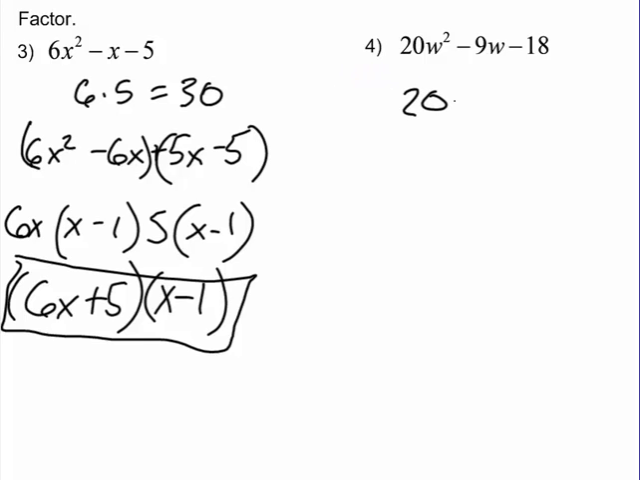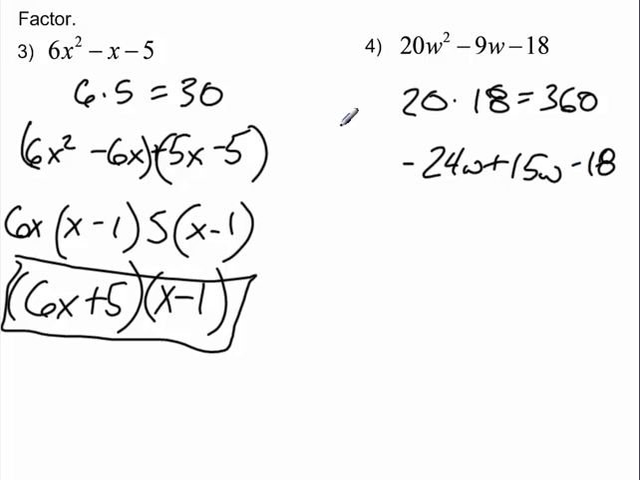So here we go, 20 times 18. 20 times 18 is 360. Okay, so what are my factors of 360 to add together to give me 9? If we take 15, we get 24. Oh my gosh, first time. Okay, so 24w plus 15w minus 18. Again, bring down A and C. Group them. Find the greatest common factor.